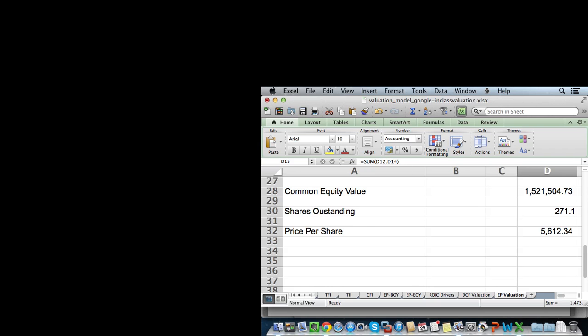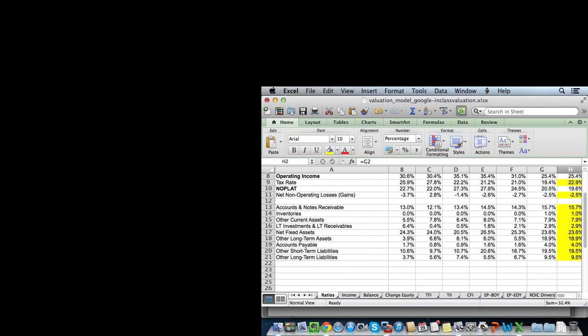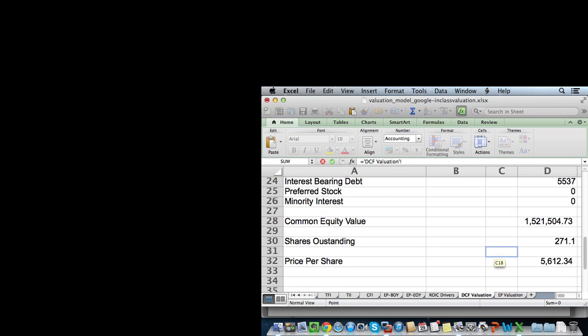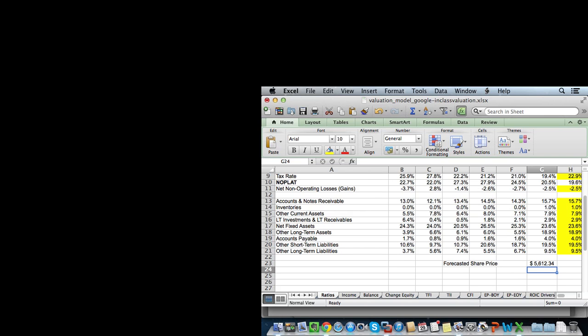Right? So last thing we're going to do, two last things. First, on the ratios tab, I'm just going to put here my forecasted share price, and I'm just going to reference the DCF value price per share, so that as we make changes to the ratios, we can quickly see what that forecasted share price will be. So we don't have to keep jumping back and forth on the sheets.